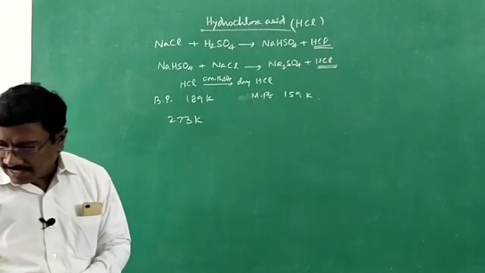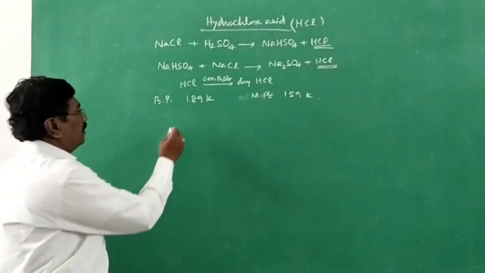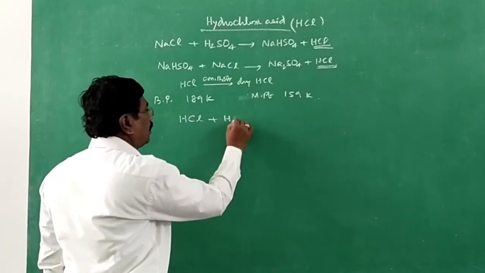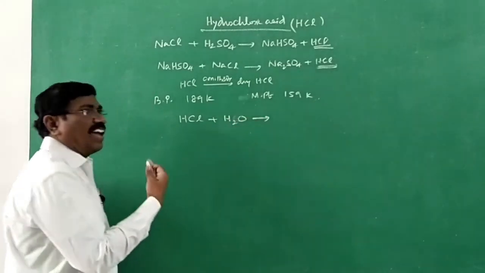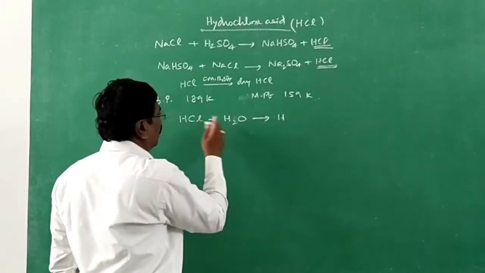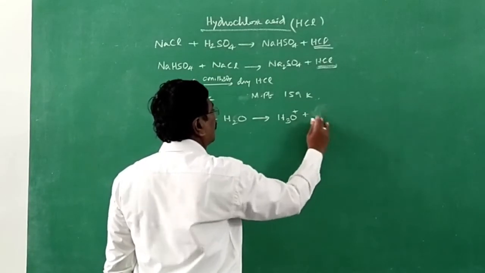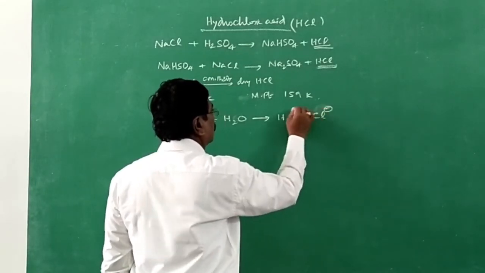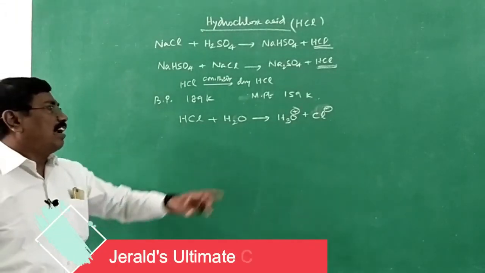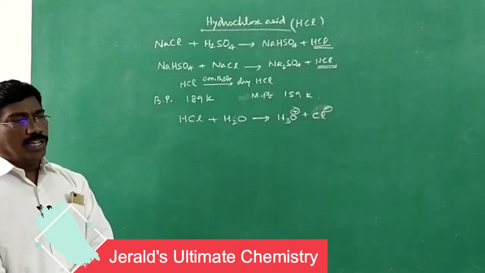And when hydrogen chloride is dissolved in water, it gets ionized into chloride ion and hydrogen ion. Hydrogen ion with water will become hydronium ion, and chloride ion. This is how it is getting ionized. So hydrochloric acid is a strong acid which ionizes in the form of H plus and Cl minus. H plus exists in the form of hydronium ion.